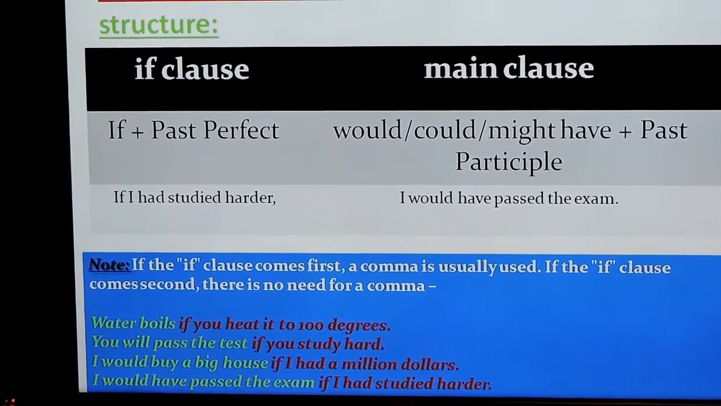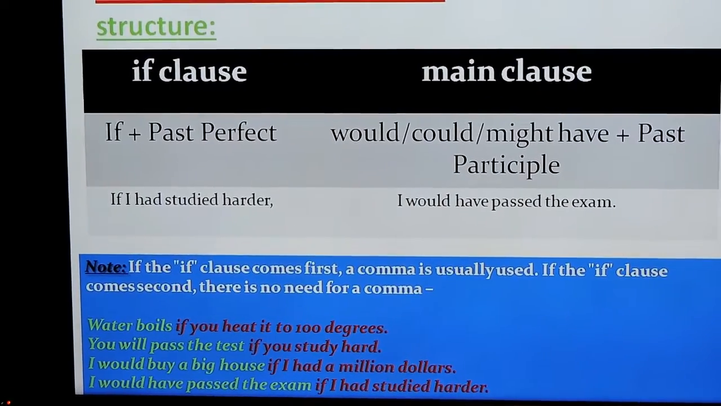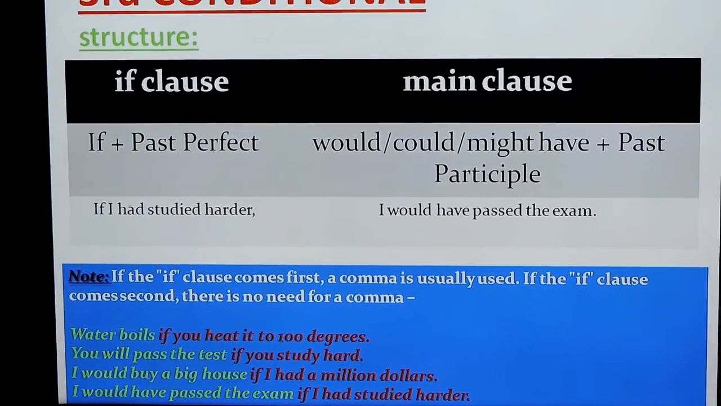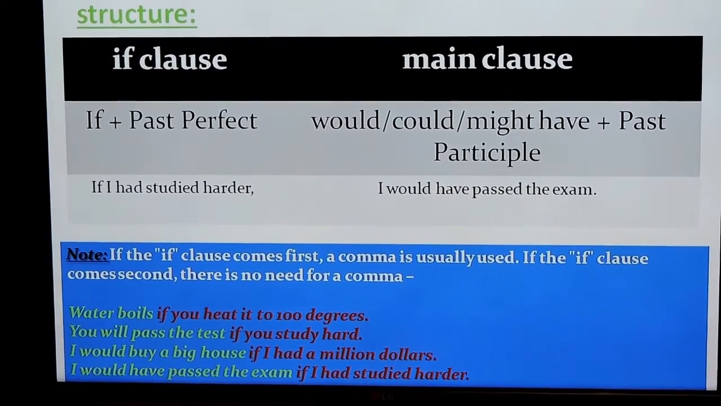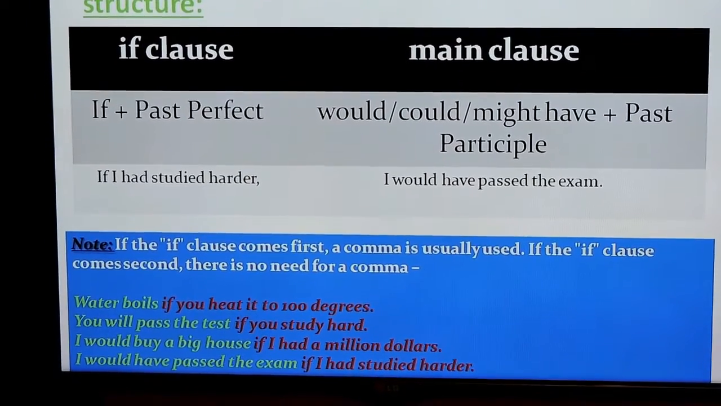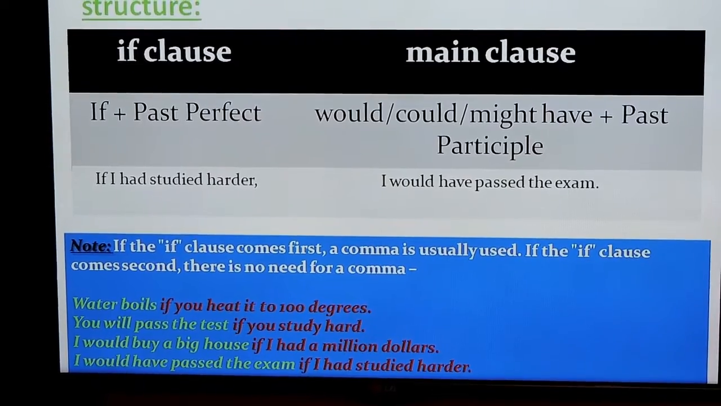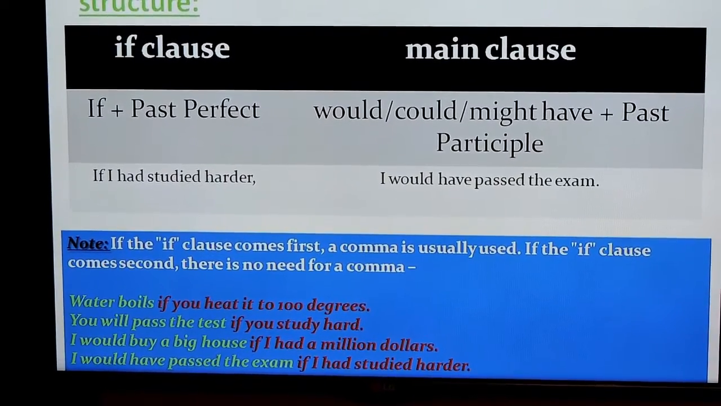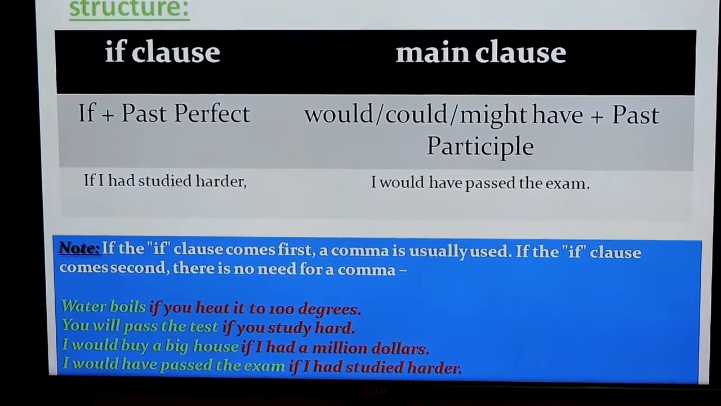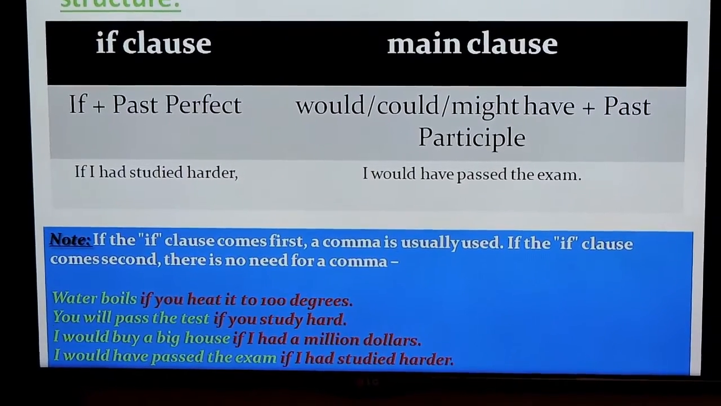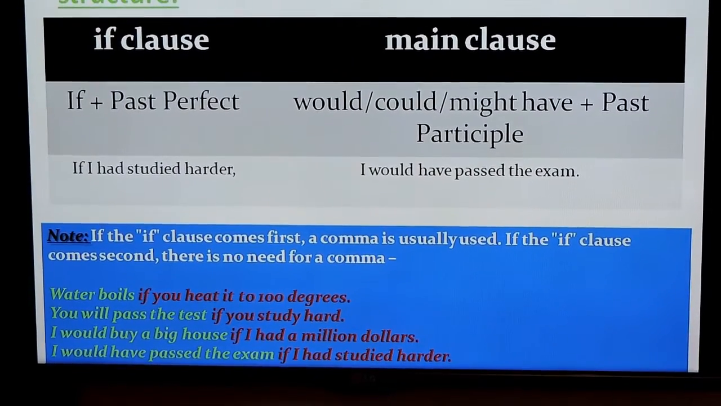So this sentence shows us that I hadn't studied harder, so I didn't pass the exam. Okay, so the real fact is that I didn't pass the exam. So if I had studied harder, I would have passed the exam. So the real situation is that I didn't pass the exam because I hadn't studied harder.